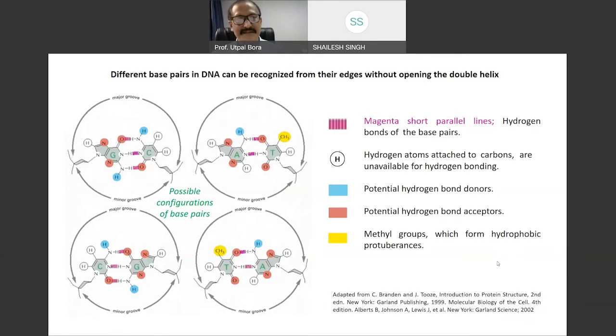Now, in certain cases, DNA actually is recognized from the edges, from the outside, without opening the double helix. So you may not be able to understand these particular concepts at this moment if you are exposed to them for the first time.